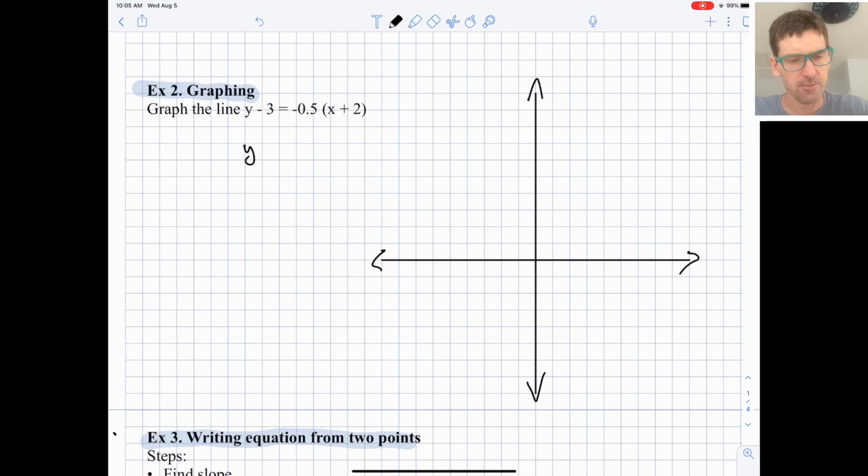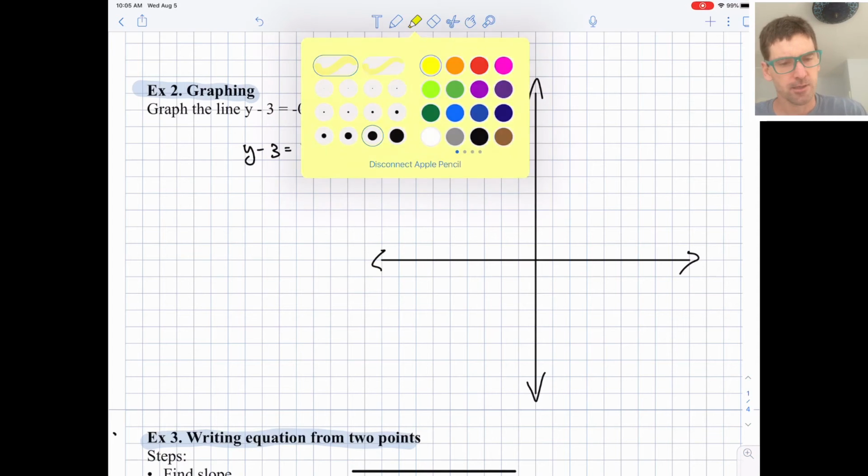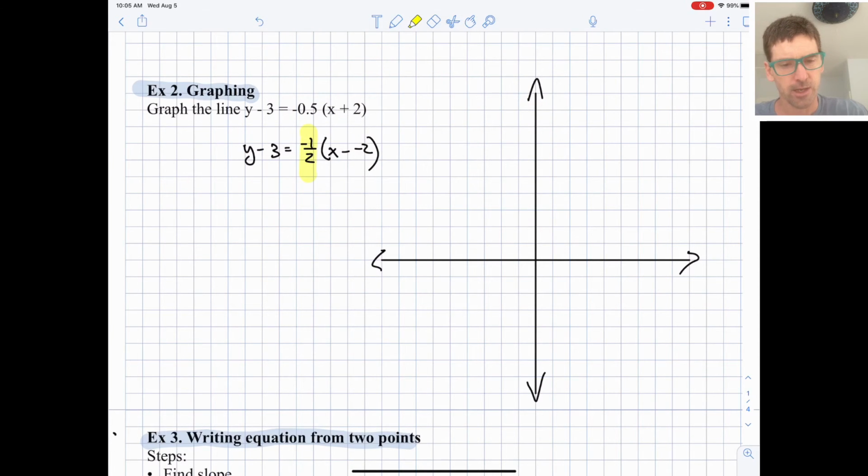So let's rewrite it. Y minus 3 equals -1/2 times x minus a -2. Okay, and so now we have the slope, and we have an x coordinate and a y coordinate. So the m, our slope, is -1/2, and it goes through this point, -2, 3. All right, just be careful with those negative signs, okay? It's really common to flip some negative signs or to lose them.